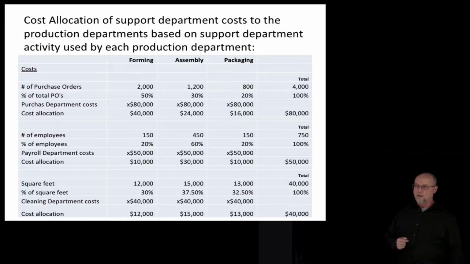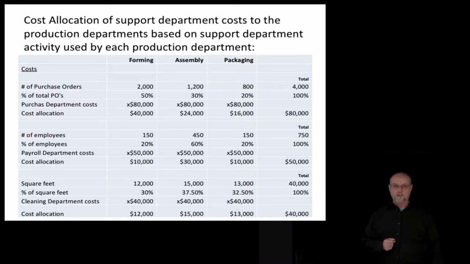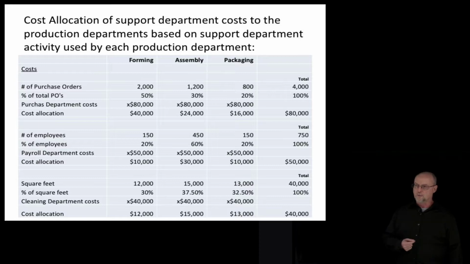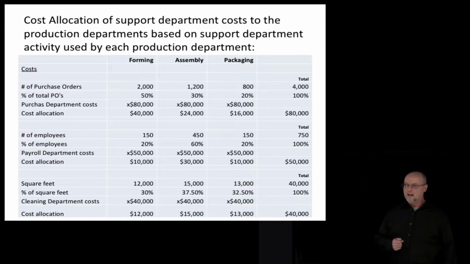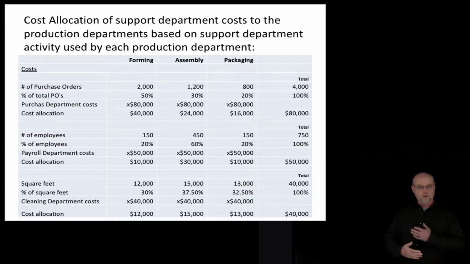Assembly had 1,200 purchase orders, which is 30% of all the purchase orders. And we multiply the purchase department costs of 80,000 times 30%, we get 24,000. And packaging, 800 divided by 4,000 is 20%. 20% of 80,000, we allocate $16,000 to the packaging department. And so you can see in the cost allocation line that the 80,000 is allocated based on the number of purchase orders used, which is 40,000, 24,000, and 16,000.